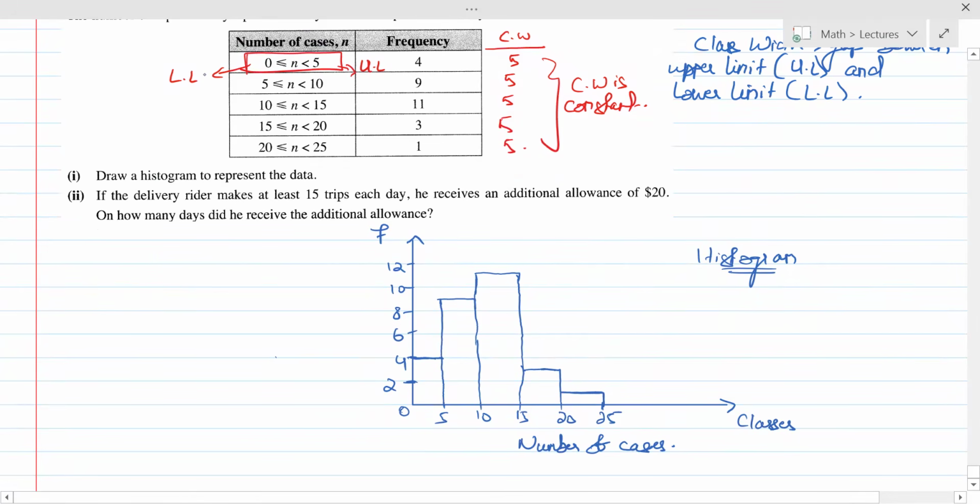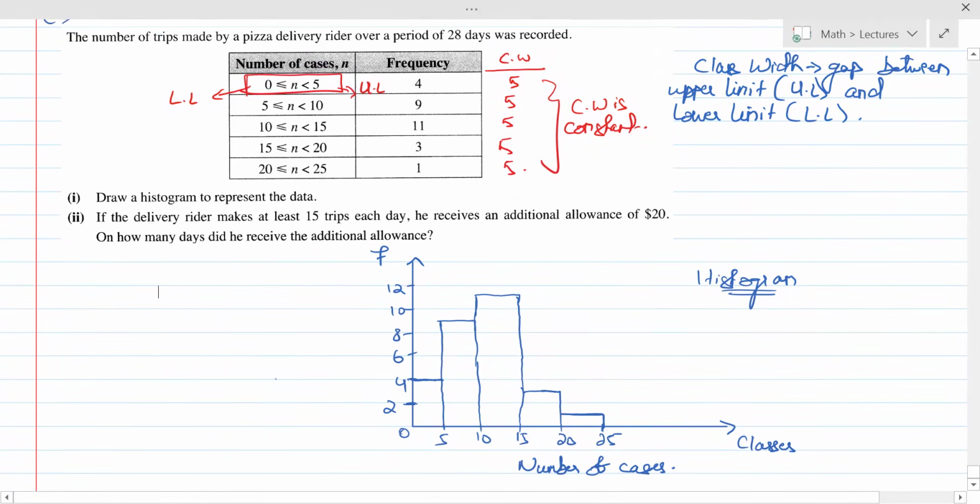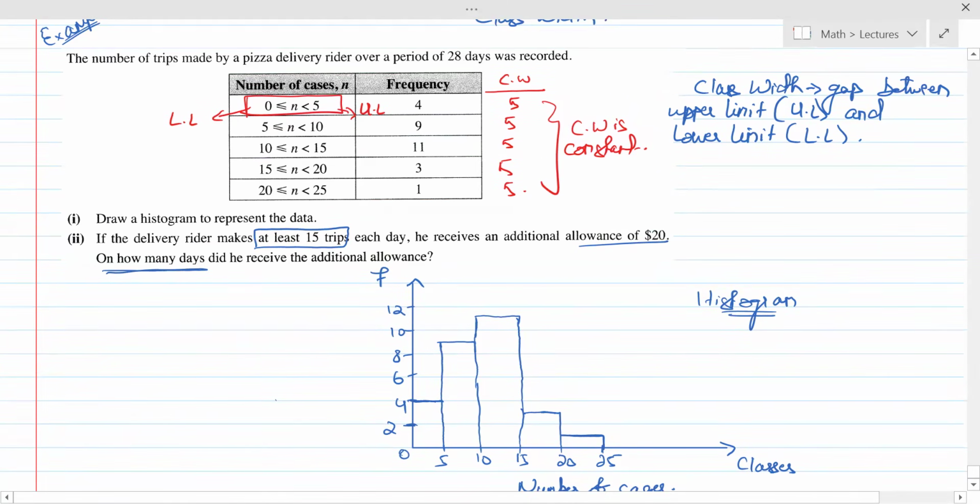Part 2 says if the delivery driver makes at least 15 trips each day, he receives an additional allowance of $20. How many days did he receive the additional allowance? Okay, at least 15 trips. At least 15 trips means basically it's 15 or more.